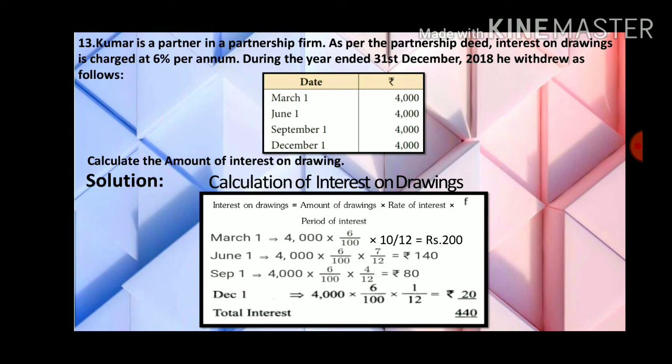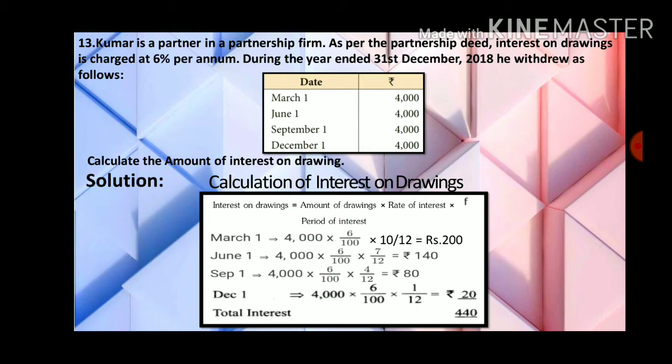Drawing value 4000 in March, rate of interest on drawing 6%, so 6/100 into 10/12. How did 10/12 come? If you look, you can take March to December. March to December, how many months? March, April, May, June, July, August, September, October, November, December. So totally 10 months. The period of interest is 10 months.